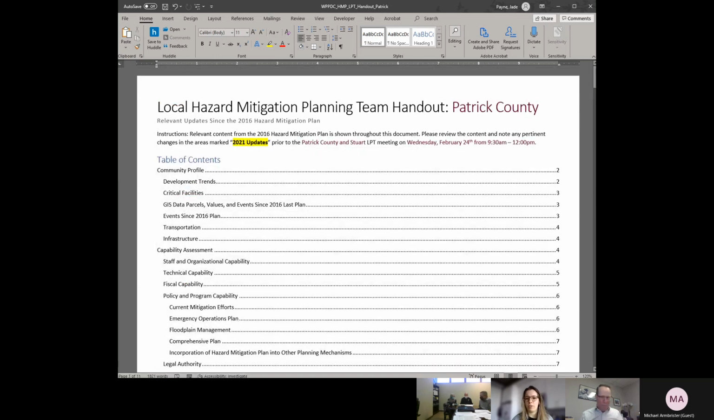All right, can everybody see the screen? Okay, so this was attached to the meeting invite, so you guys should have a copy. Basically, it brings a lot of the information that was in the 2016 plan out, just so we can help update the overall picture of how the county is looking, and also get some data and updates on hazards so that we can do the risk assessment.